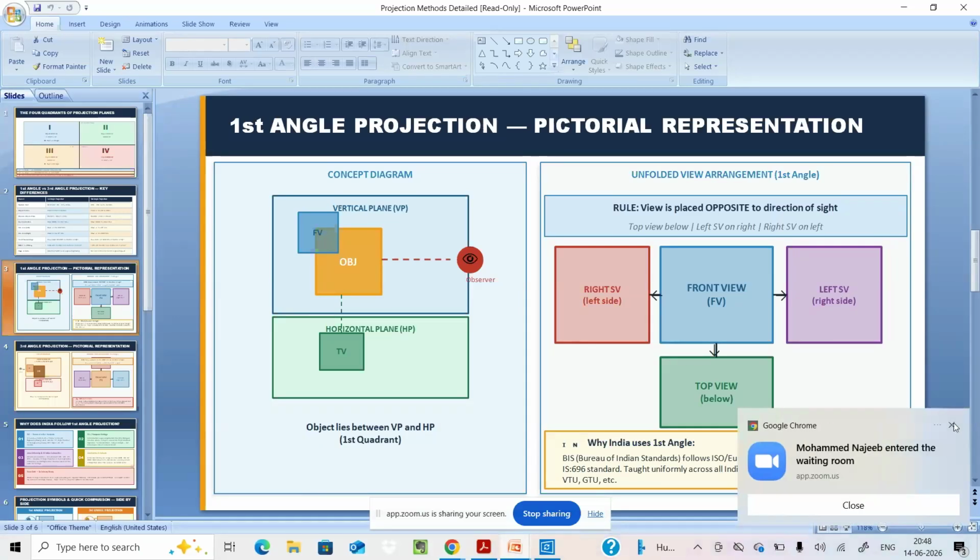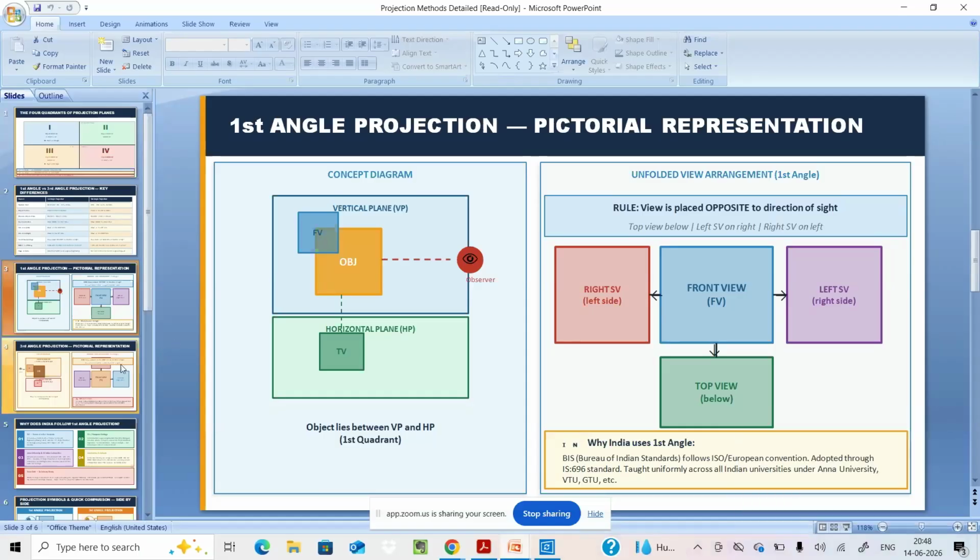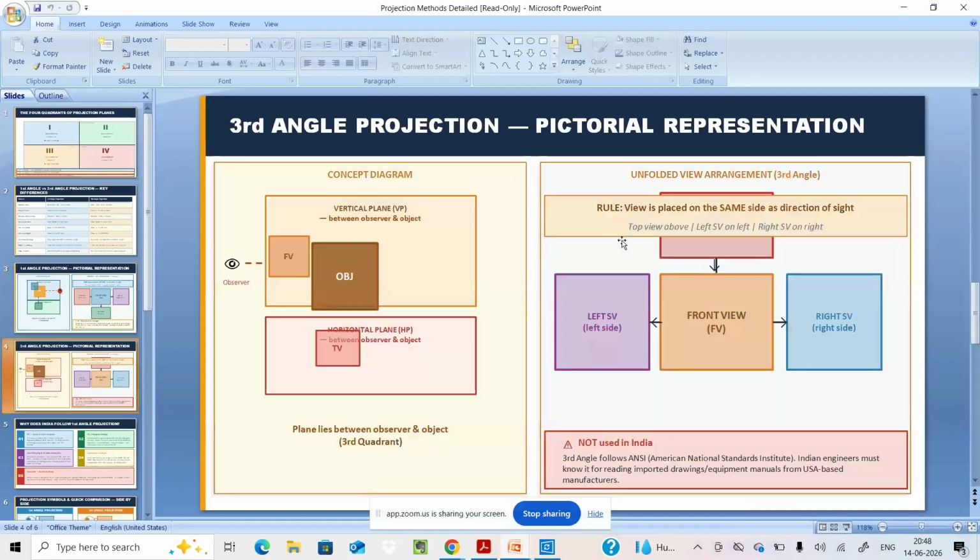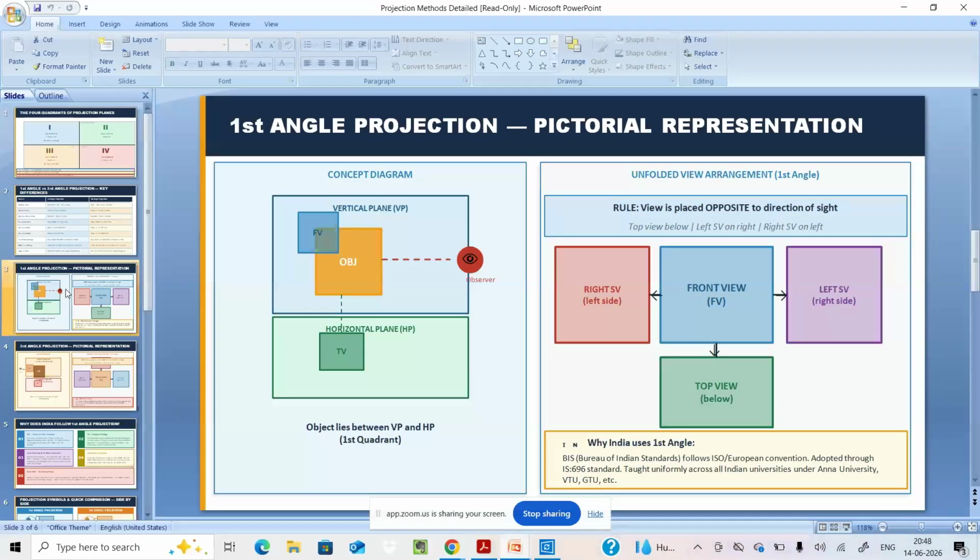This is the only difference. In the third angle projection, the front view will be here and the top view will be above that, and on the right hand side you'll have the right side view, and on the left hand side the left side view. But we follow only the first angle projection, so this is convenient for you to understand the drawing, so that you can proceed further.